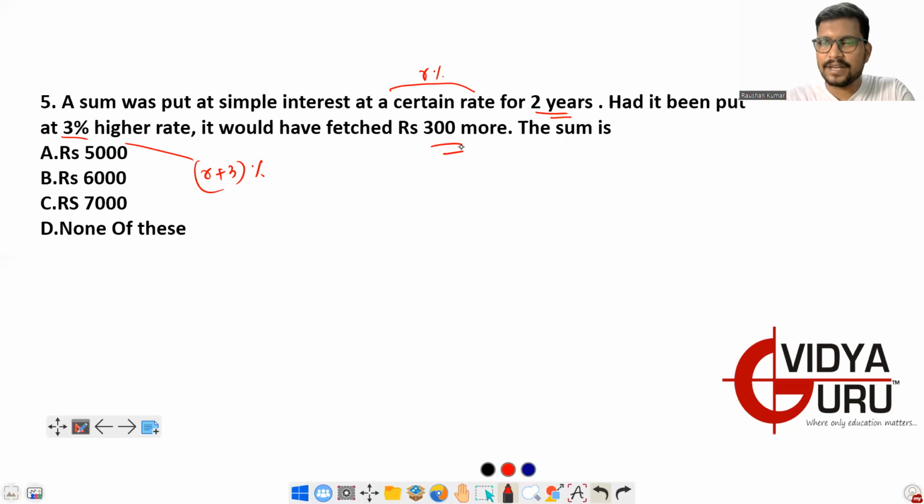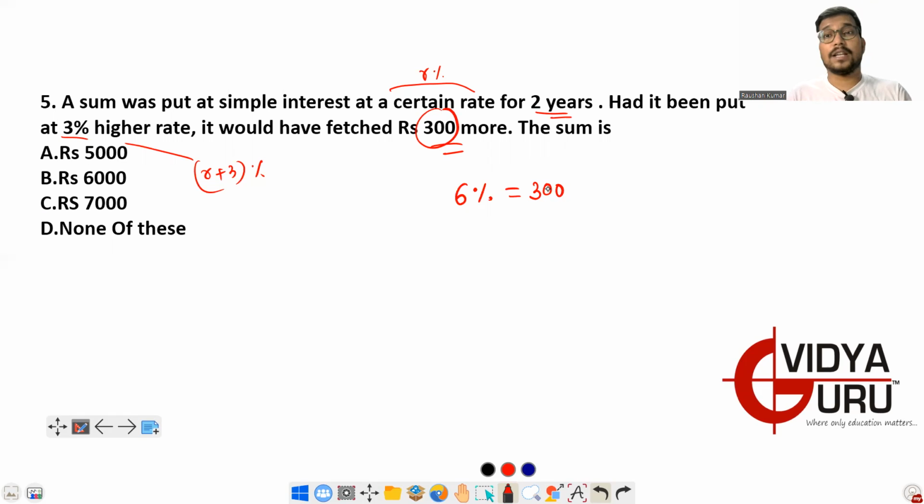Now try to understand the concept here. Why are we getting 300 rupees more? Just because of this 3%. But the question is saying for 2 years. So 3% for 1 year, for 2 years it will be how much? For 1 year it will be 3, so for 2 years it will be 6%. Now 6% will be equal to how much? According to the question, it would have fetched rupees 300. So 6% will be equal to 300, right?